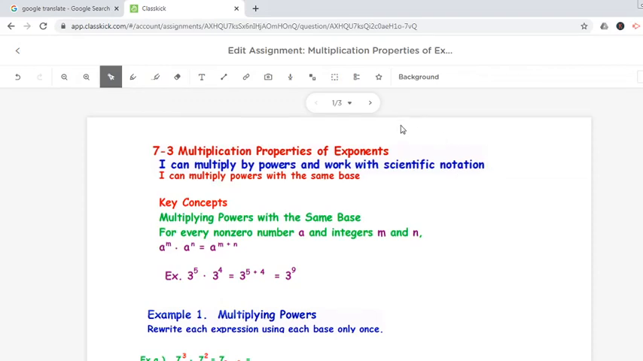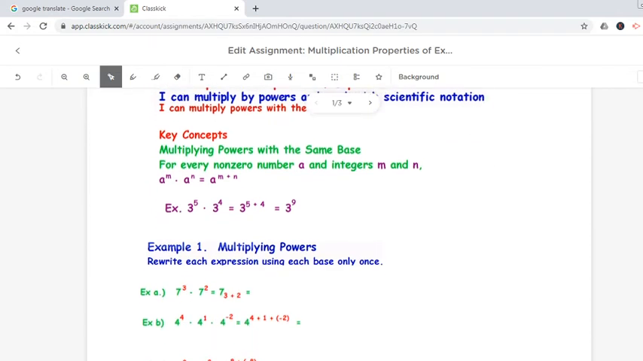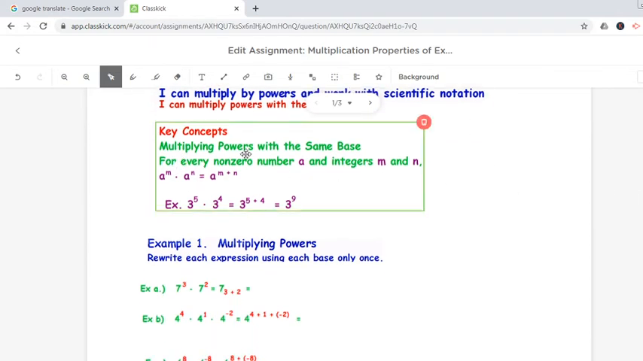Okay, today we are doing multiplication properties of exponents. So I can multiply by powers and work with scientific notation. That's what we want to do. And at the end, you can say, I can multiply powers with the same base. Okay, so key concepts are multiplying powers with the same base for every non-zero number.